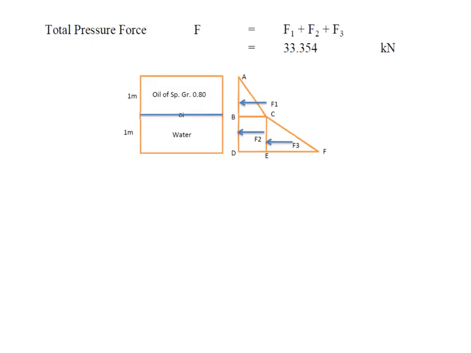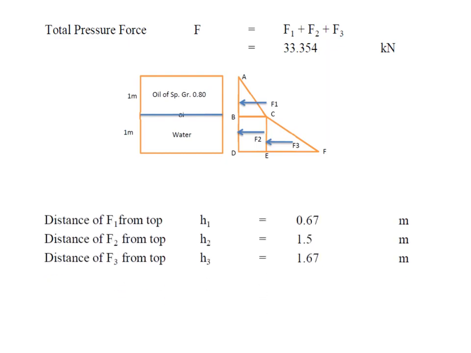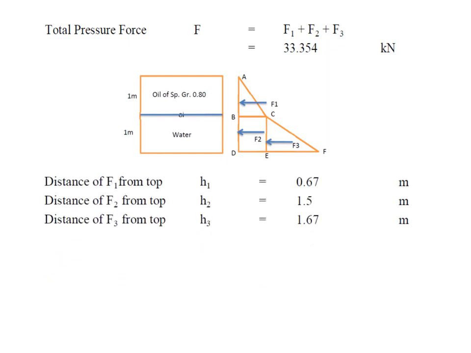What is the lever arm for F1? It will be 2/3 of 1. What is the lever arm for F2? It will be 1 plus 0.5, 1.5. And the lever arm for F3 is 1 plus 2/3 of 1. Let F act at a distance h bar. Taking moments about the top, the distance of F1 from the top, h1, is 0.67 because it is 2/3 of 1. Similarly, F2 from the top is 1 plus 0.5, 1.5 meters, and F3 from the top, H3, is 1 plus 2/3 of 1, which is 1.67.